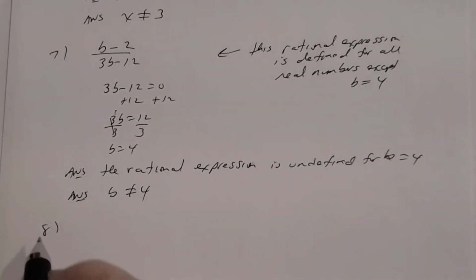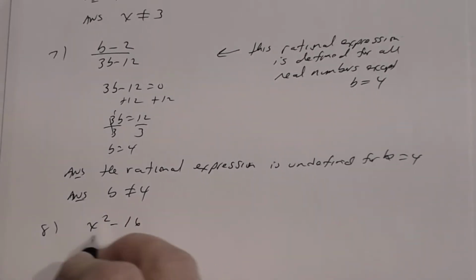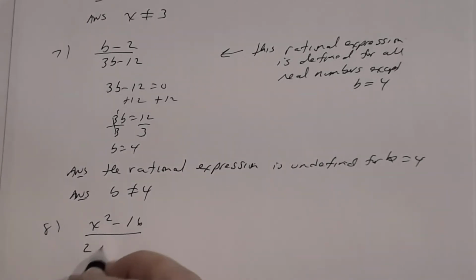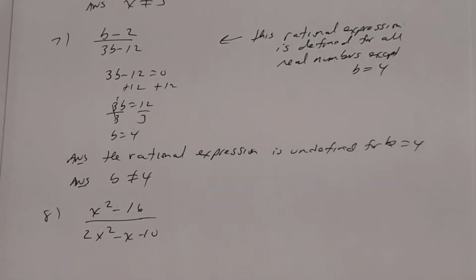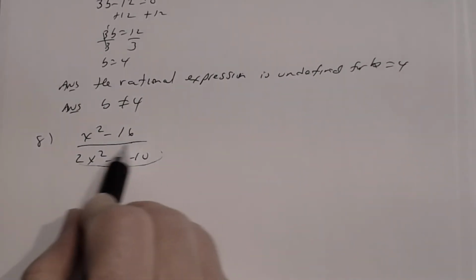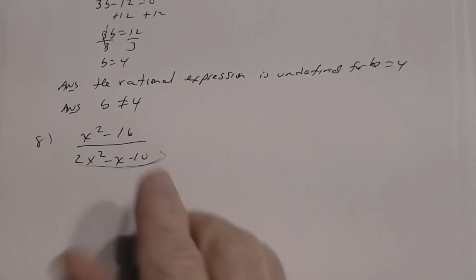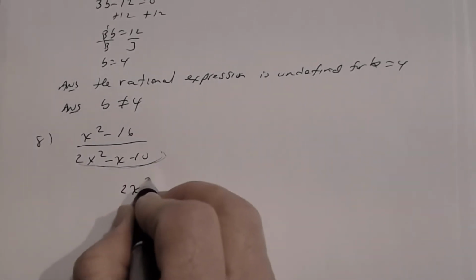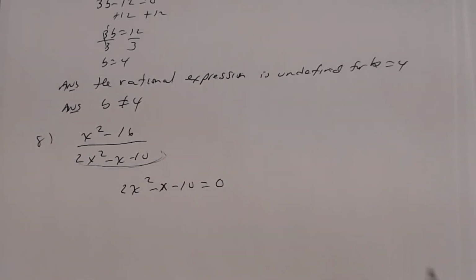All right, number 8. Let's suppose we had this for number 8. We had x squared minus 16 divided by 2x squared minus x minus 10. So I have this rational expression, and again, the directions are, where is this rational expression undefined? Well, again, a rational expression is undefined when the denominator is 0. So just go off to the side and do that. So you ask yourself, well, when is this denominator equal to 0?